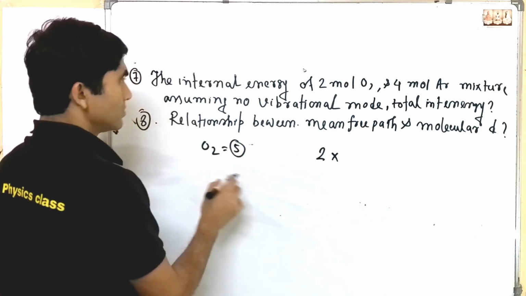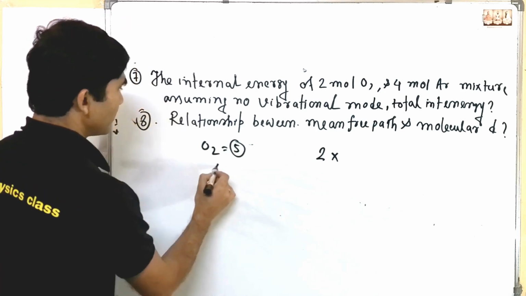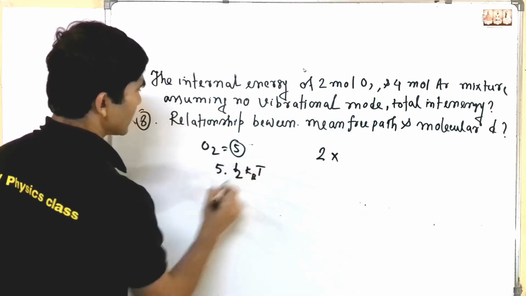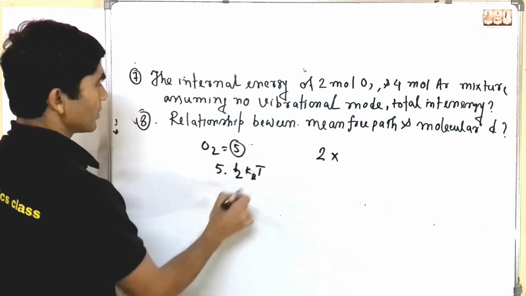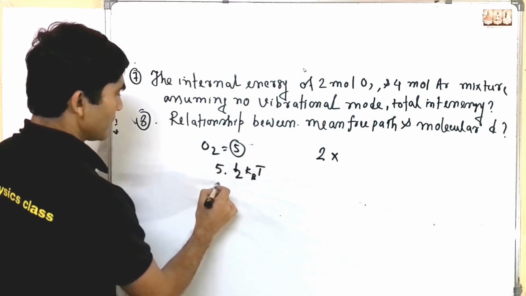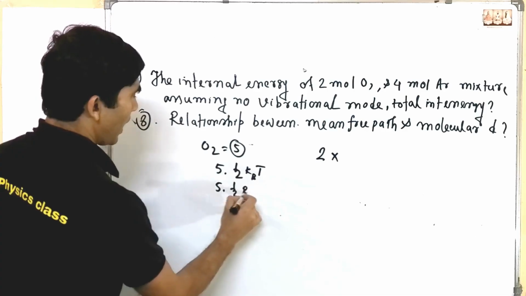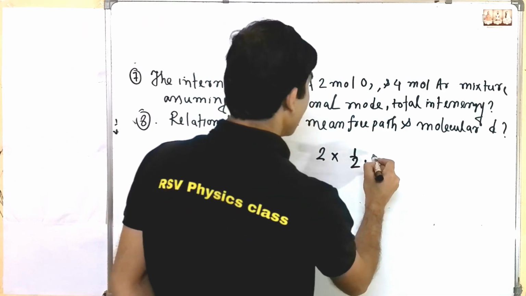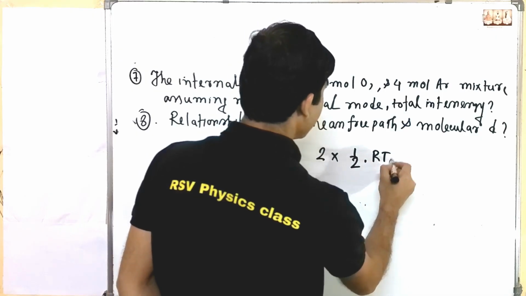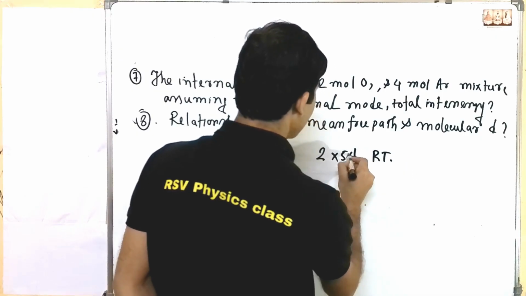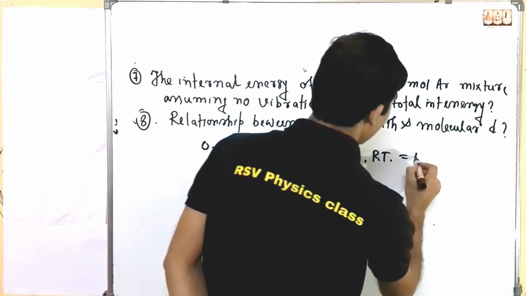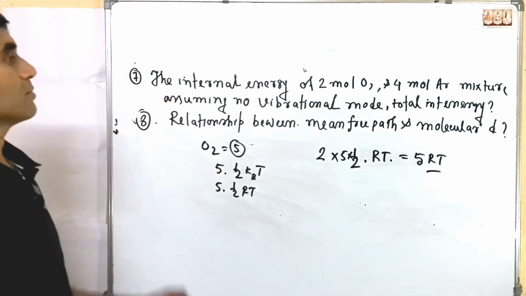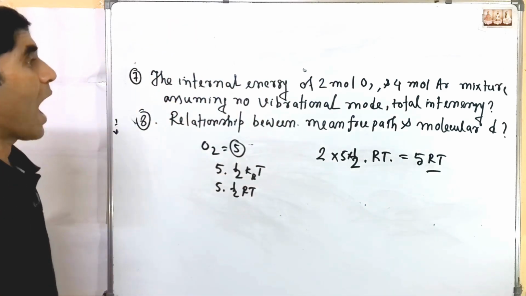Okay, so 5 half kBT in all degrees of freedom for 1 mole, मतलब 1 एवोगाड्रो नंबर से होगा, so 5 half RT, so into 2 mole means 2 into 5 into half RT, so this is 5 RT is the total kinetic energy for oxygen and for argon mixture.